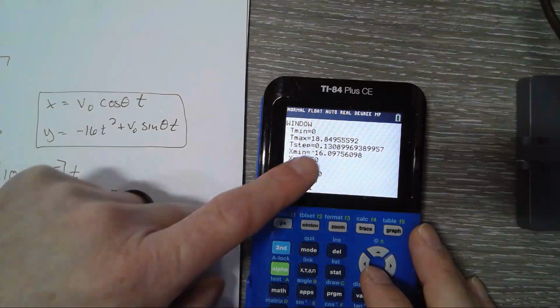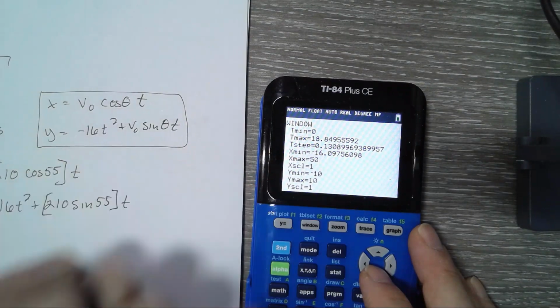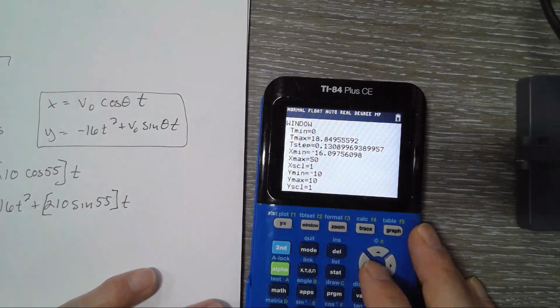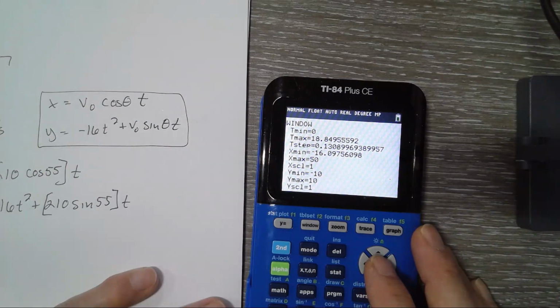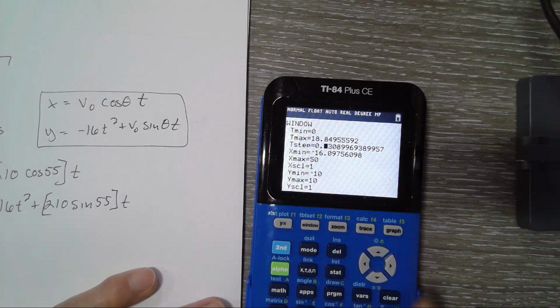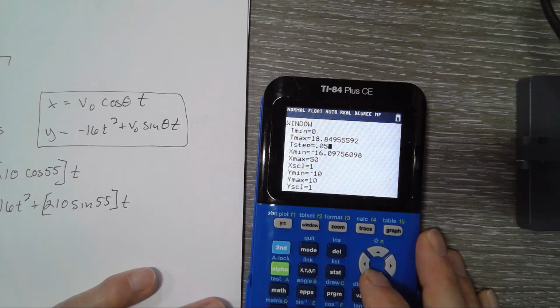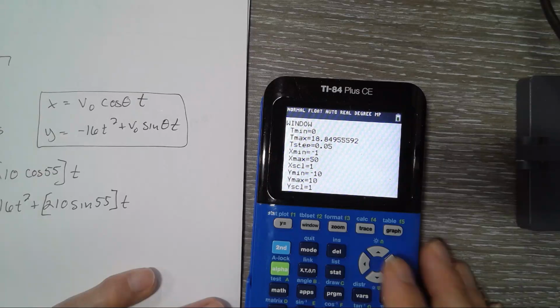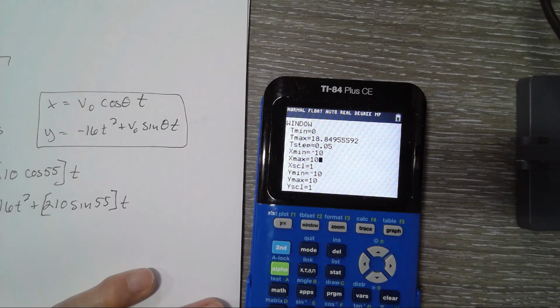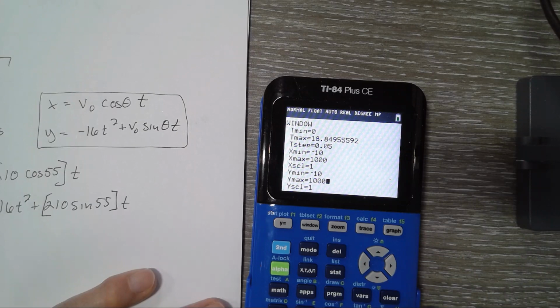So my maximum time is going to be 18 seconds. That's plenty of time for it to hit the ground. My t-step, I'll leave it at that. I might want to decrease it a little bit, maybe 0.05. X min, well, we don't need it to be very far to the left, but negative 10 is fine. But the X max, how far does it go? I don't know. I'm just going to guess 1,000 maybe. And our Y max, I'll say 1,000 also. Those will have to be adjusted a little bit. And I'm going to graph it.